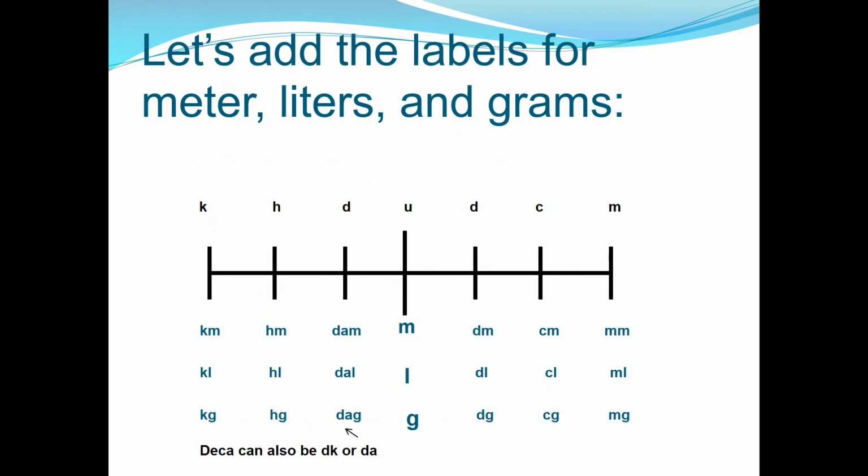So for meters, we'd have kilometers, hectometers, decameters. For deca, you use DA because we have two D's, a deci and a deca. Deca will be DA. Deci will be just a D by itself. We have decimeters, centimeters, and millimeters. Looking at grams, we can have a kilogram, a hectogram, a decagram, just a regular gram, decigram, centigram, milligram.